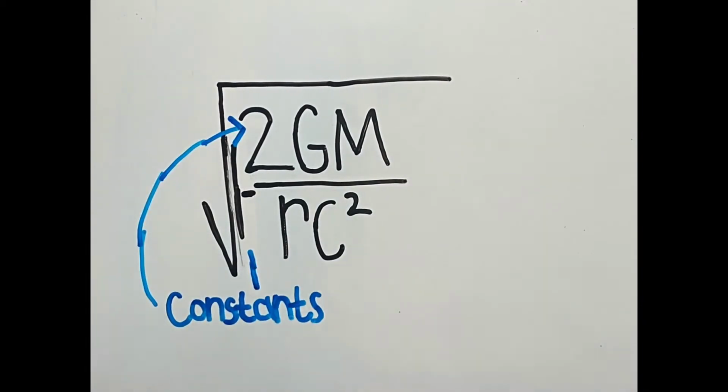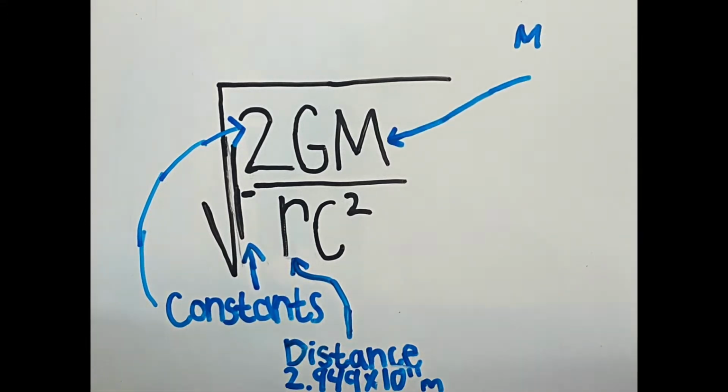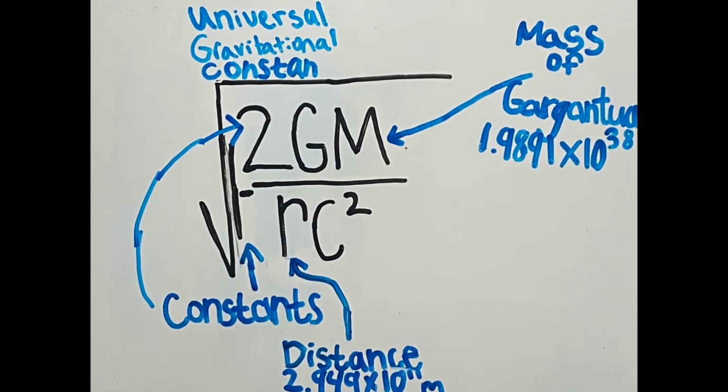1 and 2 are constants of the equation. R is the distance from the center of the source of gravity to the center of the planet in question. In this case, the distance from Gargantua to Miller's planet. We determined this distance to be 2.949 times 10 to the 11th meters, roughly the same as the distance between the Sun and somewhere just between Mars and our galaxy's asteroid belt. With the help of an online resource, we gathered the data for M, the mass of Gargantua, also known as the source of gravity, in kilograms. Both G and C are constants as well. G is the universal gravitational constant, while C is the speed of light.